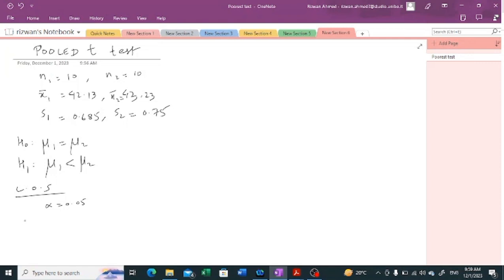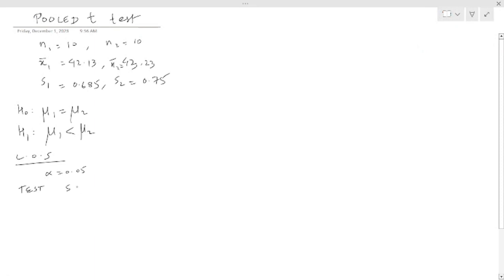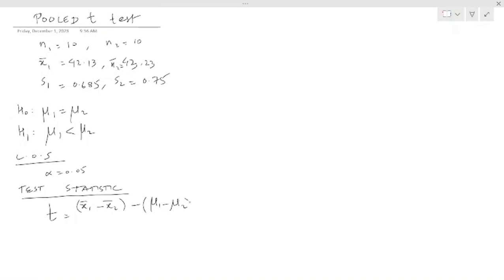Now here we will apply the formula for pooled t. T equals x1 bar minus x2 bar minus (mu1 minus mu2), divided by SP times the square root of 1 over n1 plus 1 over n2.